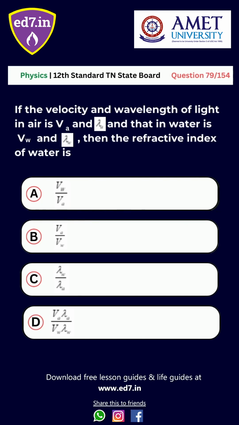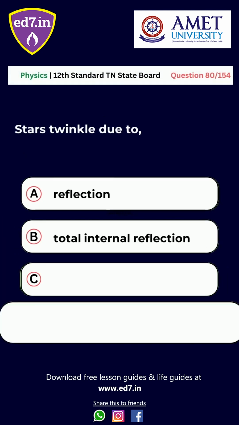Question number 79. If the velocity and wavelength of light in air is VA and lambda A and in water is VW and lambda W, then the refractive index of water is option A. VW by VA, B. VA by VW, C. Lambda W by lambda A, D. VA lambda A by VW lambda W. The right answer is option B. VA by VW.